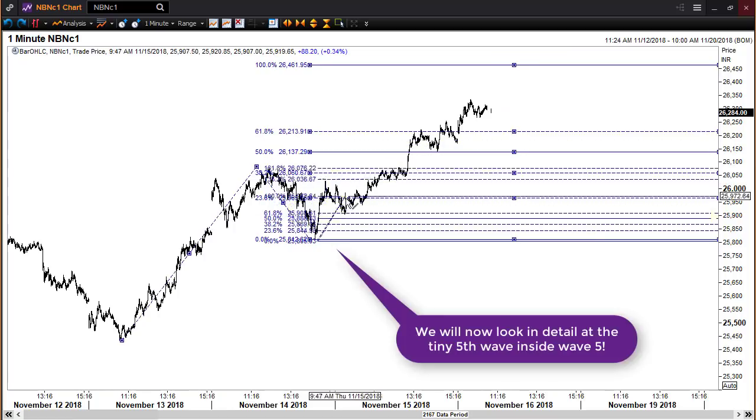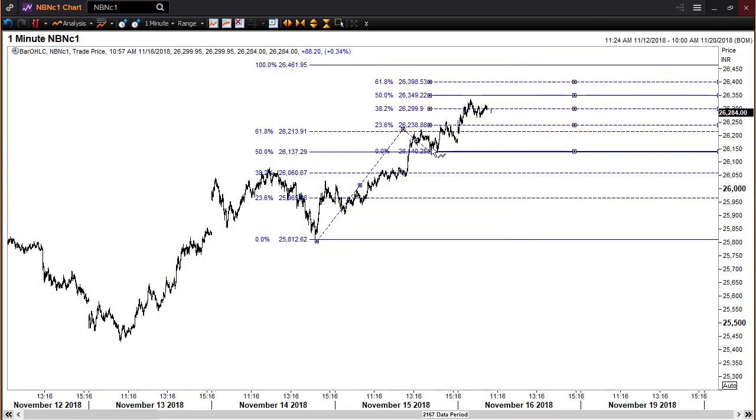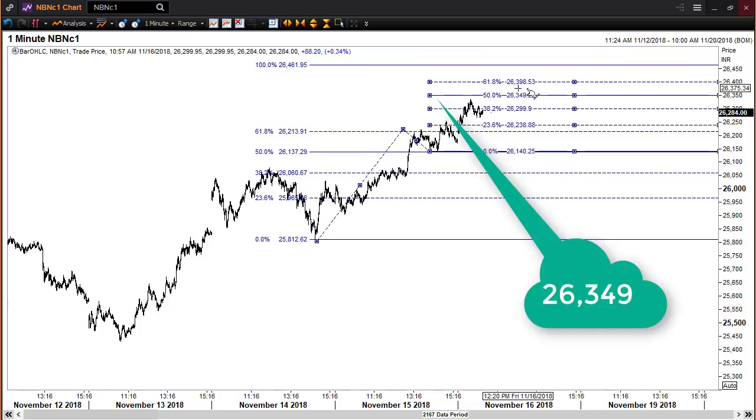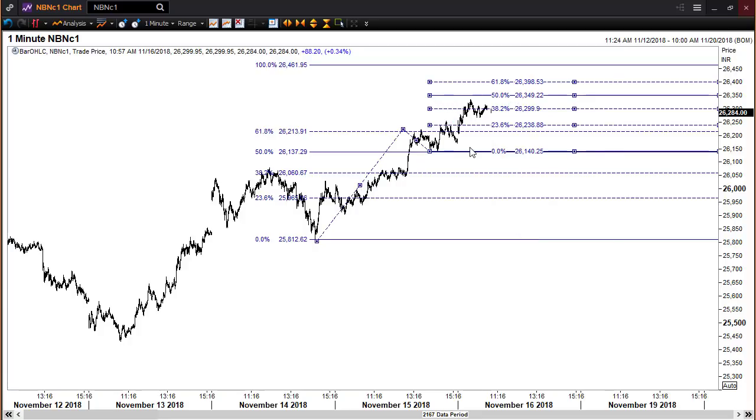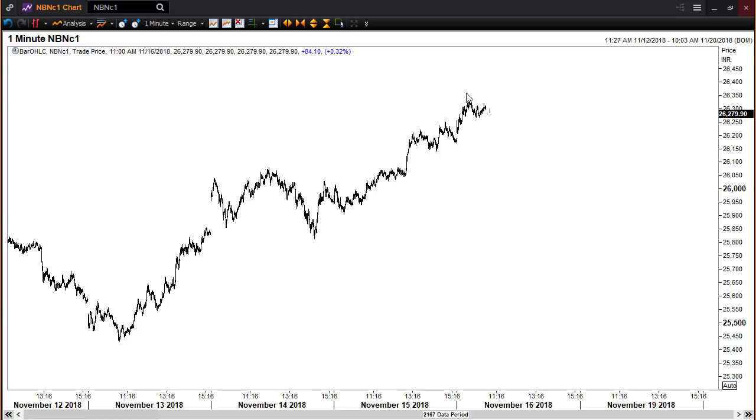This is the first wave, second, third, fourth, and the fifth. So once again, we come back to the 26,349 levels. So this is where we would expect it to end at that time. Of course, when I'm looking at this, I'm looking at the 15th November chart already. But at the beginning of the 15th of November, when we were still somewhere here, I would be looking for it to move to 26,350.